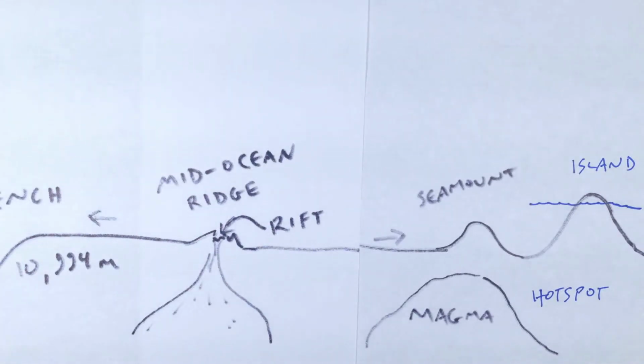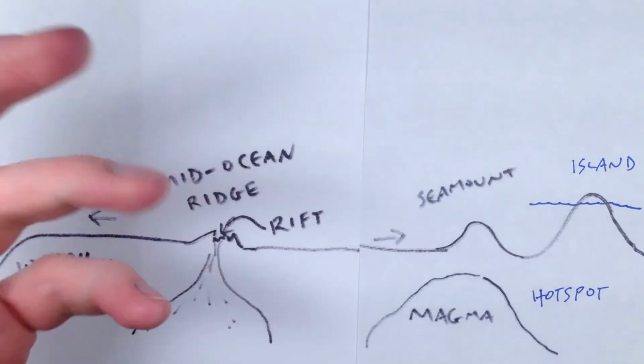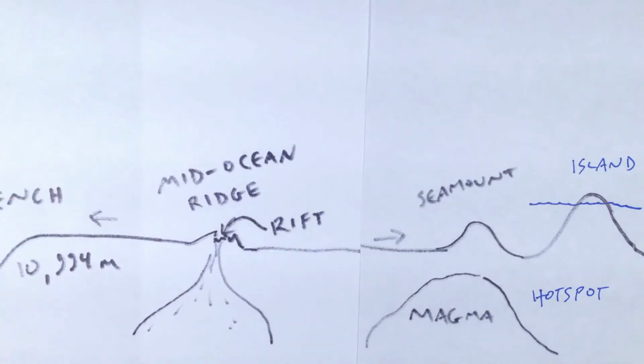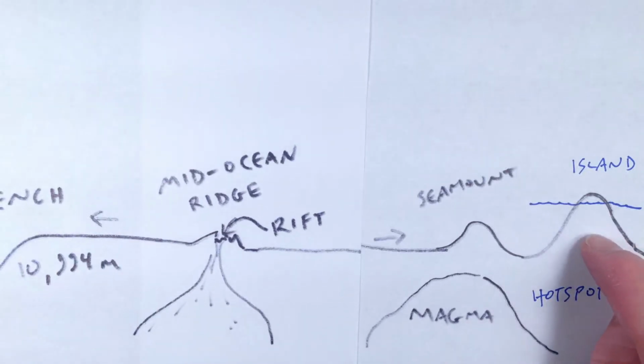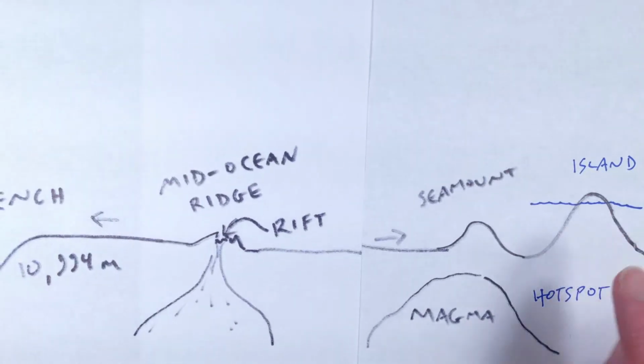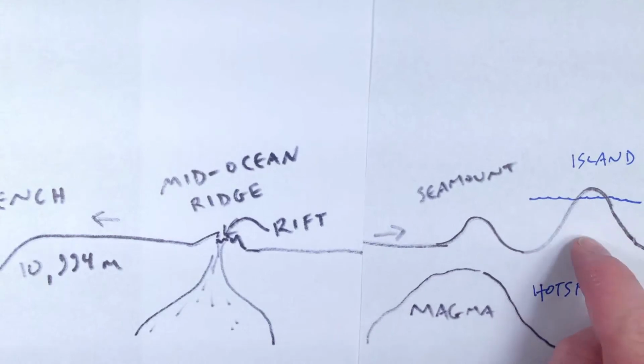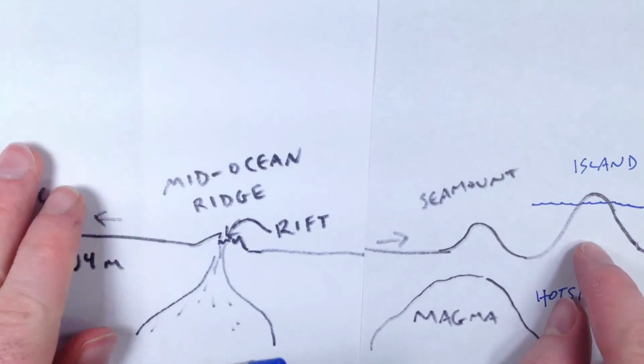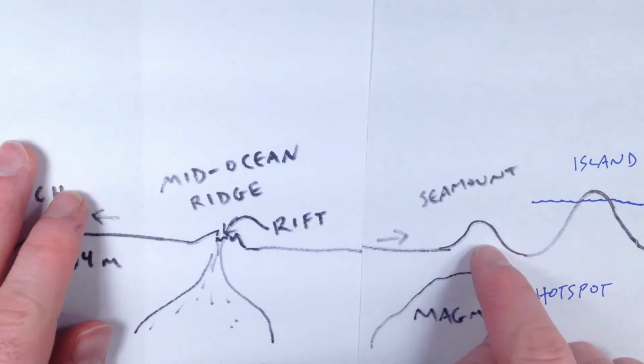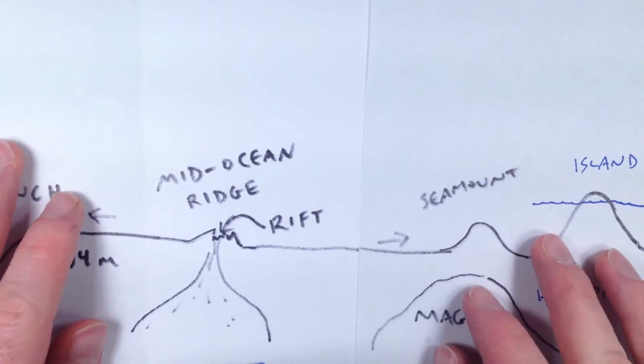So if the plate's moving this way, let's just keep the plate moving that way. This magma pocket, this hot spot, formed this mountain a while ago. And then the plate drifted over, and it's now forming this one. So this one is older, and this one is younger. This one hasn't even turned into an island yet.